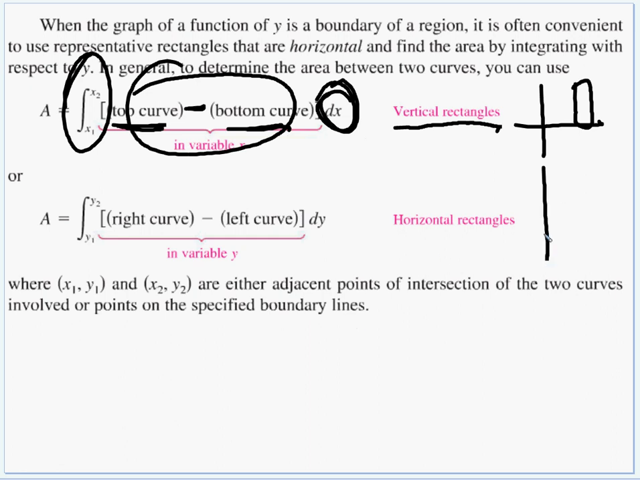On the other hand, if we have some curves and our representative rectangles are horizontal, we are now perpendicular to the y-axis. So our upper and lower limits will be numbers on the y-axis. Our functions will have the variable y in them, and we'll have a dy differential.